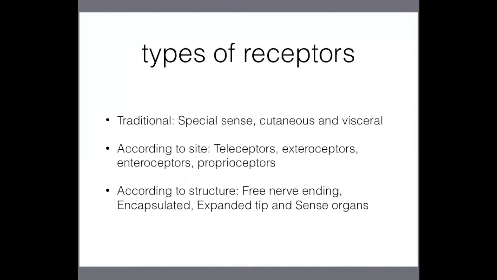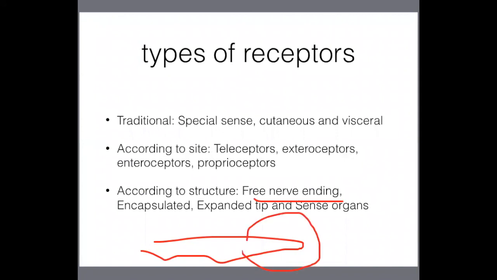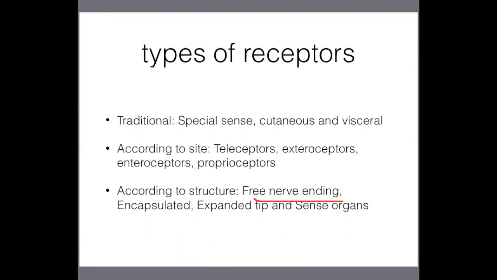According to structure, it's a bit weird, and I think it would help a lot if you guys can go and take a look at a picture of it. Like a free nerve ending, so the nerve has nothing else besides it. Either encapsulated, so it has a capsule around it, or it has an expanded tip. Or it would be a sensory organ, and sensory organs have specific specialized types of nerve endings. We will talk about them specifically when we get to special senses. Okay? So according to the structure of the nerve, we can call it a free nerve ending.